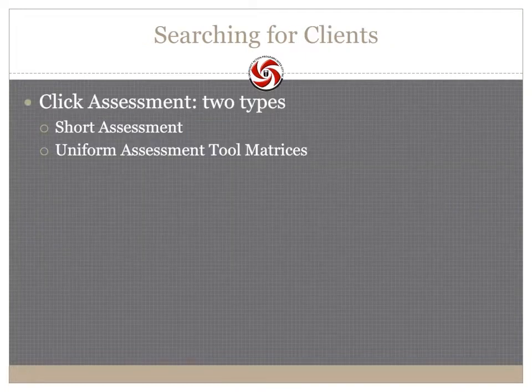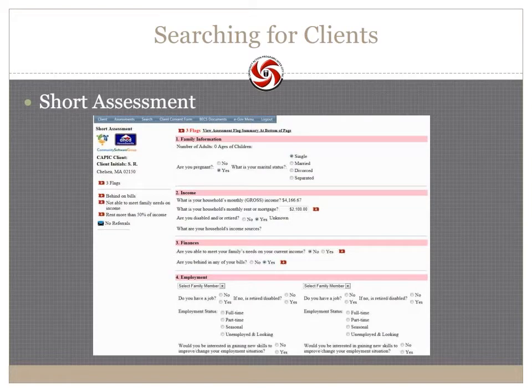When you're doing an intake for a client, there are two ways to determine what kind of needs that client has that might be addressed by other agencies and other programs. The first is the short assessment, the second, the uniform assessment tool matrices. The short assessment is a series of questions that you can ask the client and answer while the client answers them.